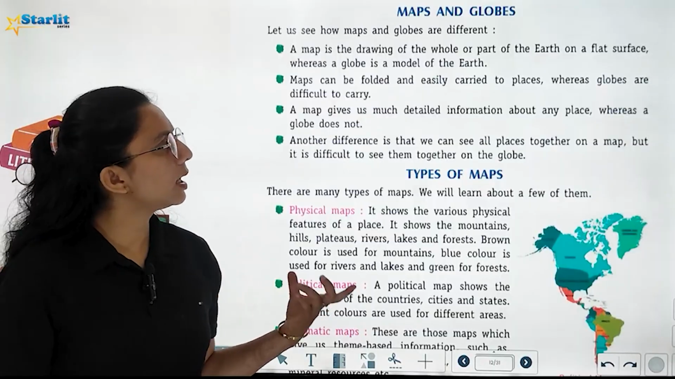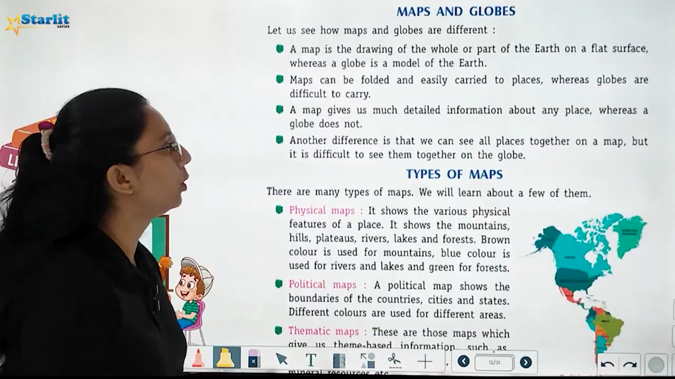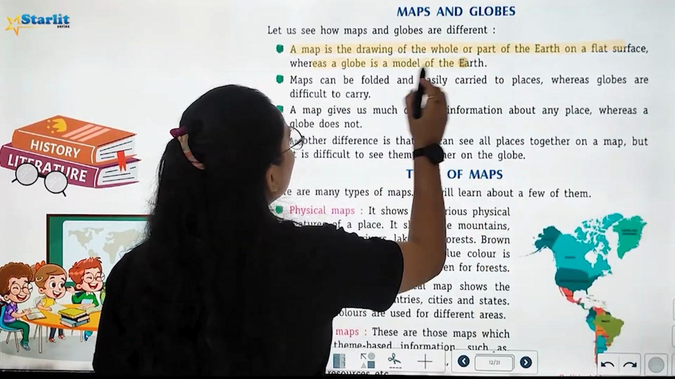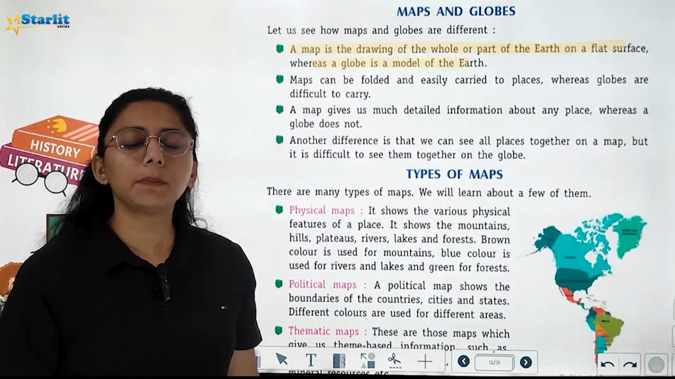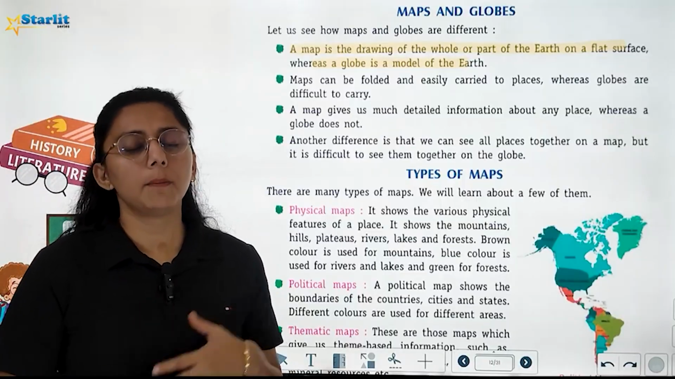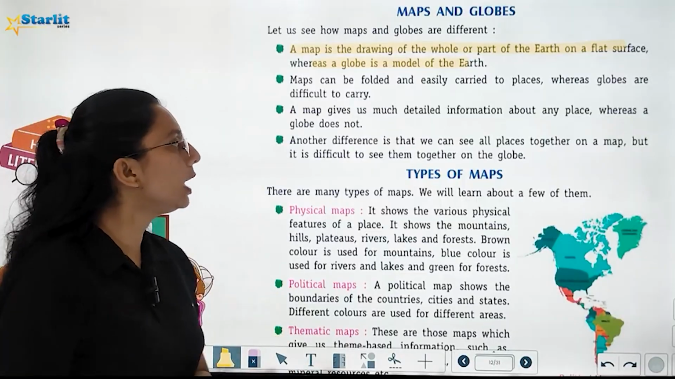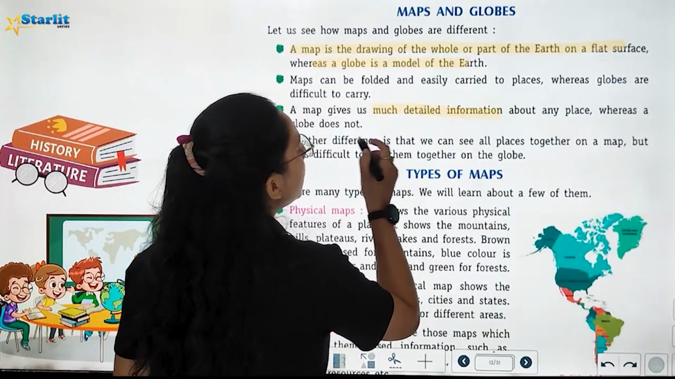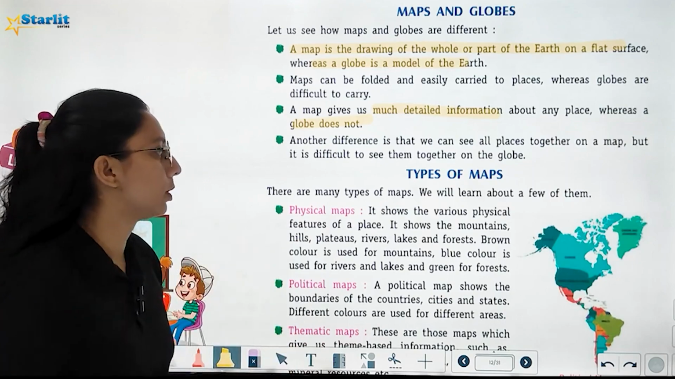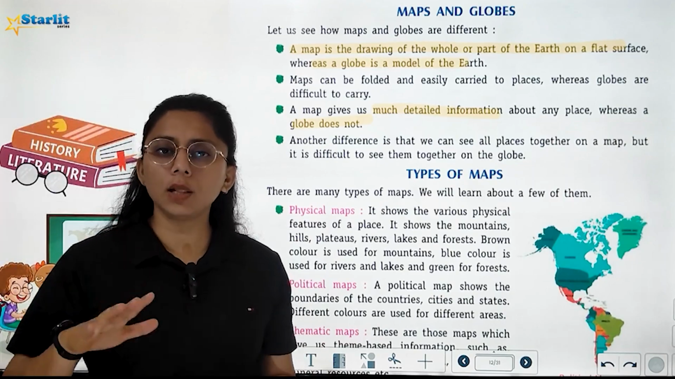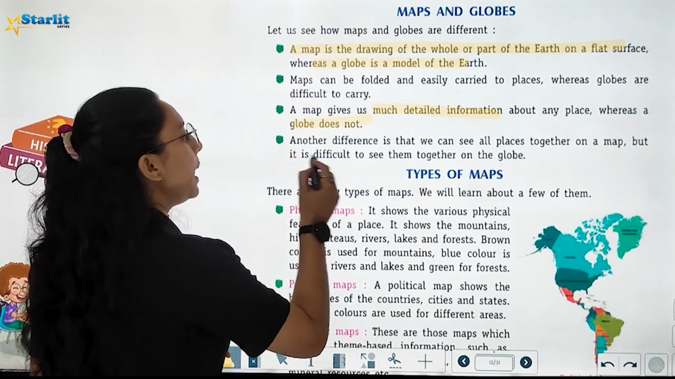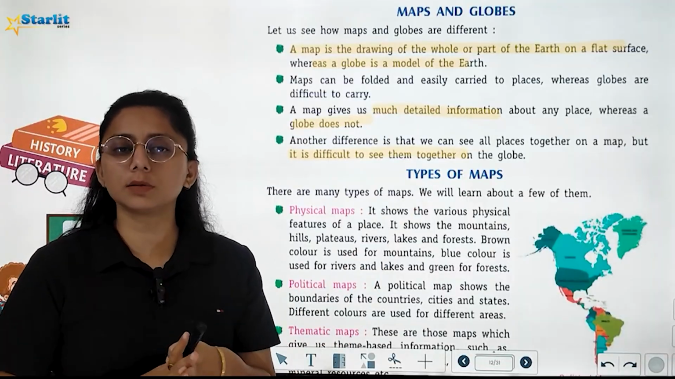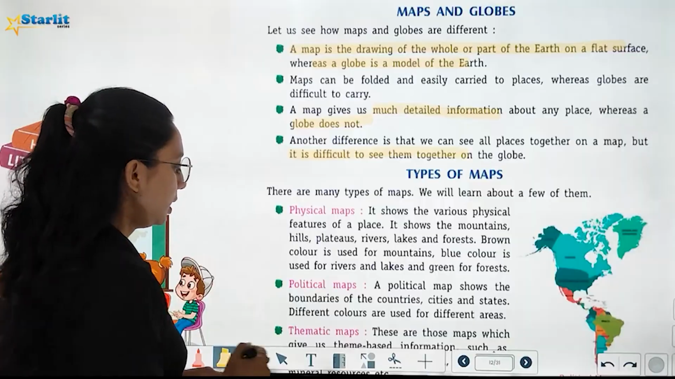Now maps and globe. Here a difference is given about the maps and globe. A map is a drawing of a whole or a part of Earth on a flat surface, whereas a globe is the model of Earth. A map can be folded easily and carried anywhere, but a globe cannot be folded. It's very hard or difficult to carry. Right? A map gives much information about the place, whereas a globe does not. Another difference is that all the places together on the map are different to see than together on the globe. On a map you can see different things, but on a globe you cannot see.